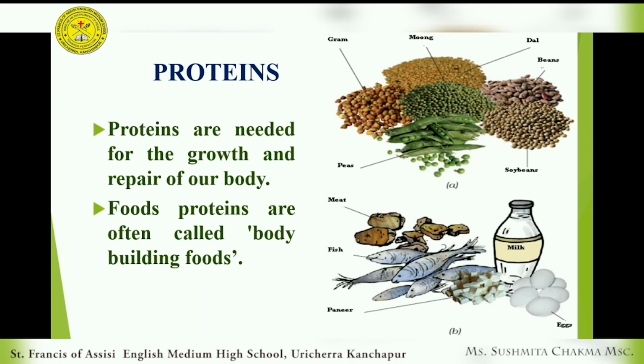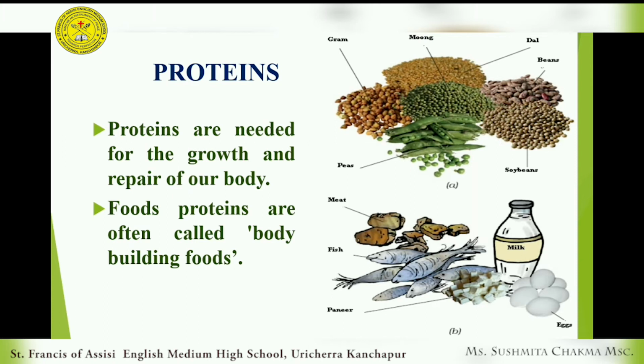Now proteins. Proteins are needed for the growth and repair of our body. So food proteins are often called what? Body building foods. Some examples of proteins are given here in the picture. These are gram, moong, dal, beans, soya beans, peas, meat, fish, paneer, eggs, milk. These are all protein-containing foods. These all foods contain what? Proteins.